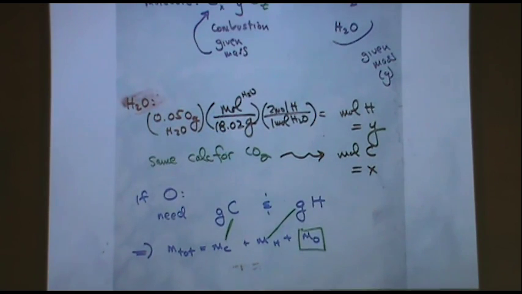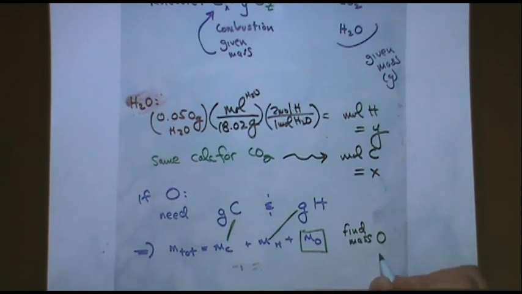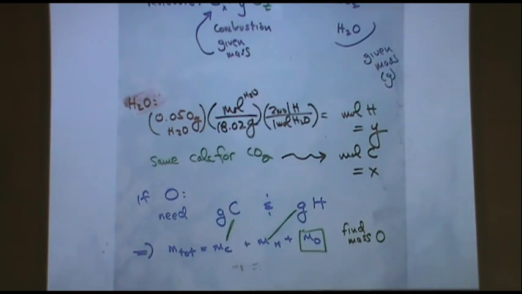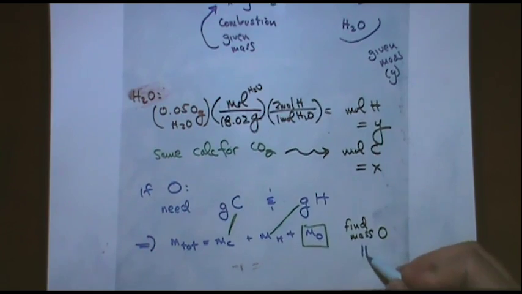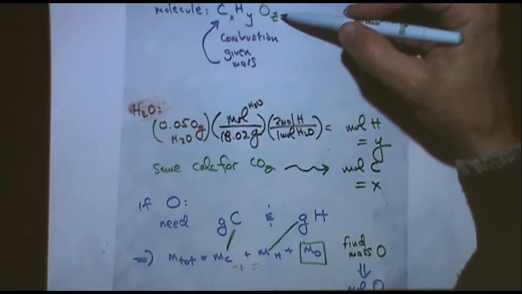What do you think you would do once you find the mass of oxygen? What's your next step? Convert to moles, and that is equal to Z. Look at the top of the page. You're going to take this to moles of oxygen, and that equals Z. Look at the top of the page. It's equal to that variable.